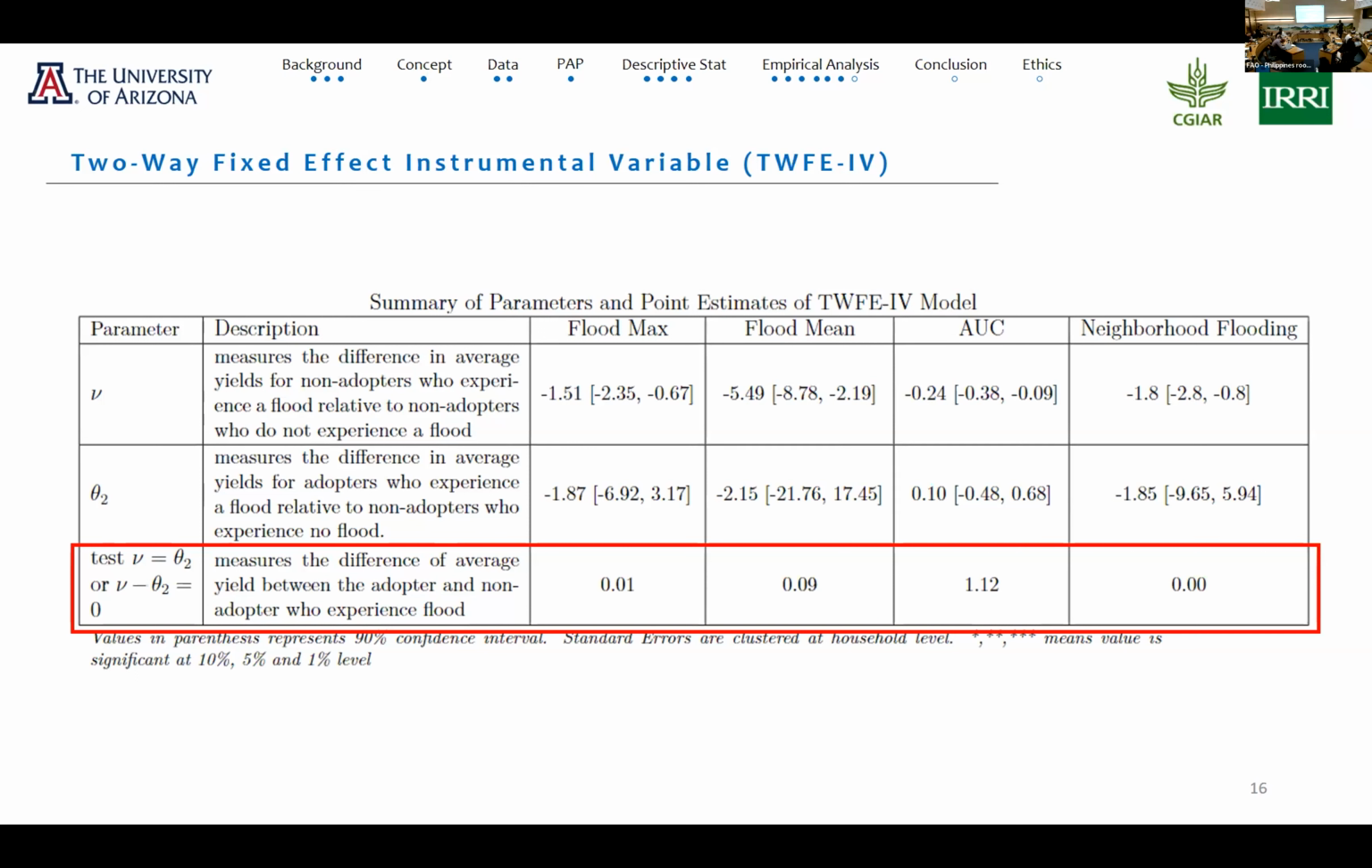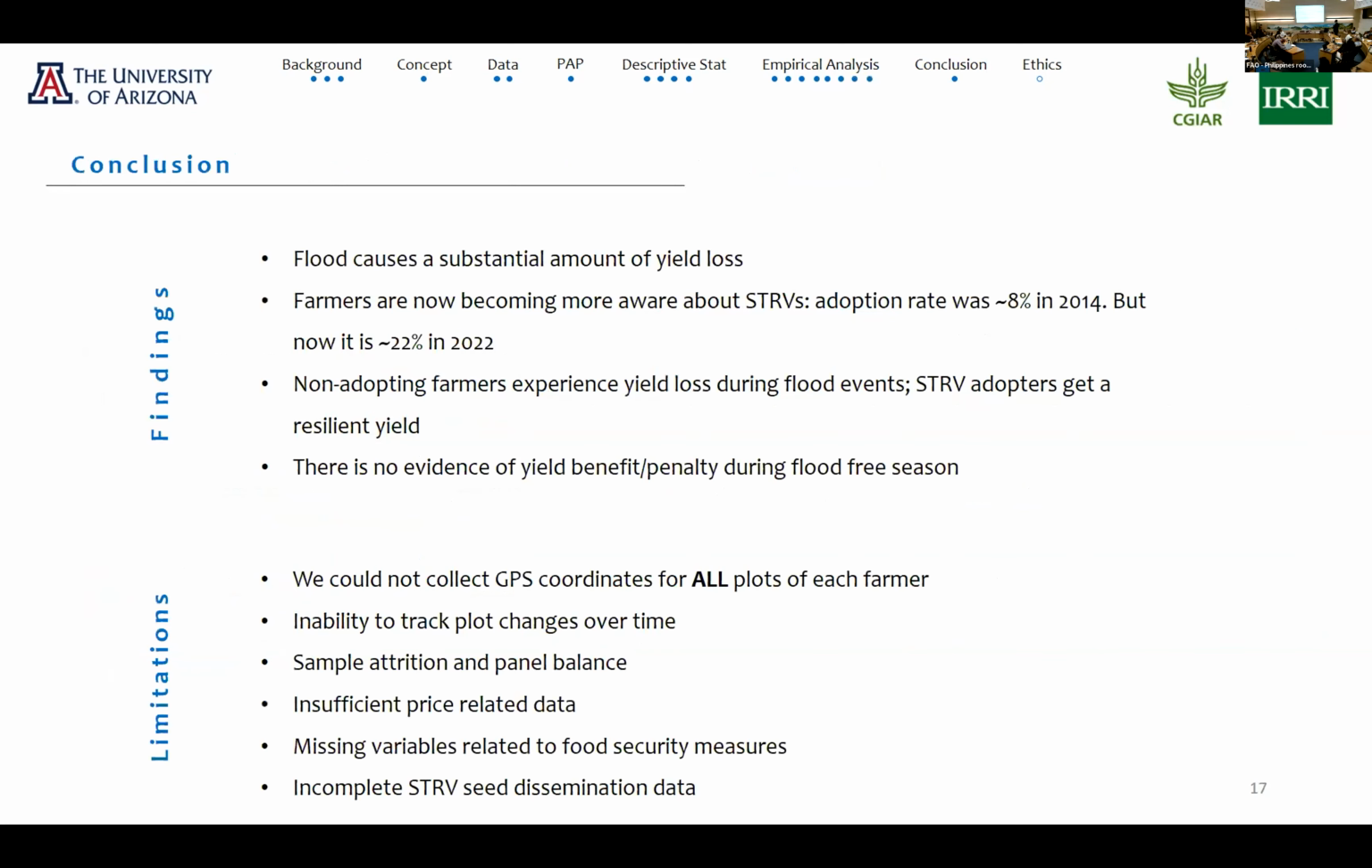That is completely insignificant. So for all the flood measures, we didn't see any difference in terms of yield between the adopters and the non-adopters. So we raised several flags. Is it that the instrument that we used was not the right one? Is it that we have to investigate further measurement? So this is a study in progress, and many things we're still working on.